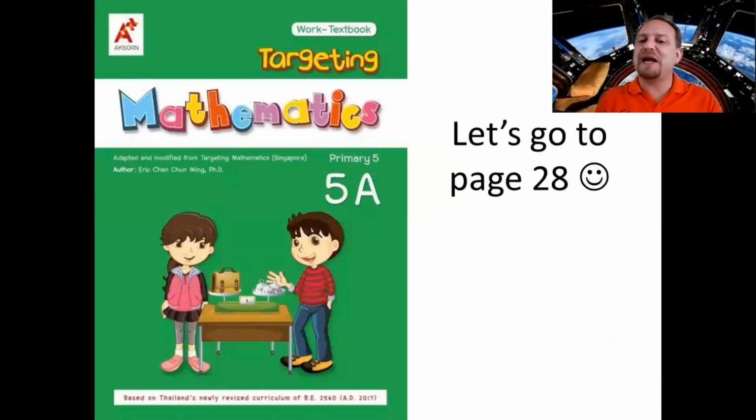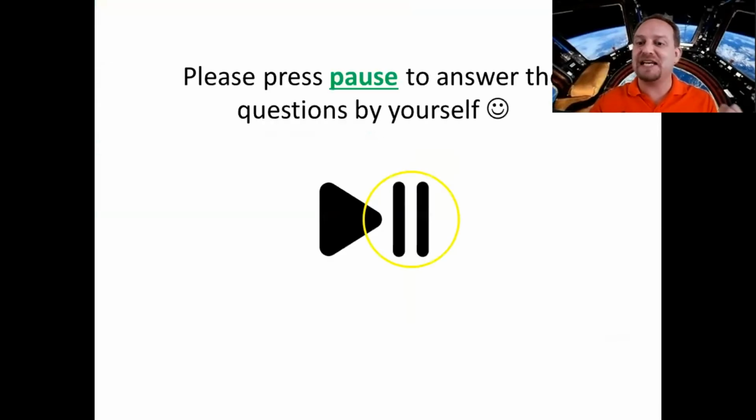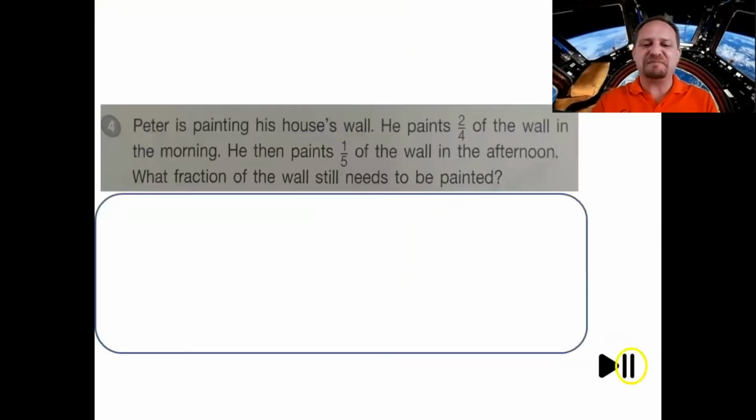Final page, let's go to page 28 and let's do the same as 27. So please press pause and try and answer the questions by yourself. Question number 1. It says, Peter is painting his house wall. He paints 2 over 4 of the wall in the morning. He then paints 1 over 5 of the wall in the afternoon. What fraction of the wall still needs to be painted? Okay, press pause.